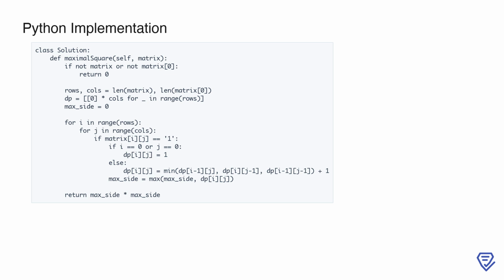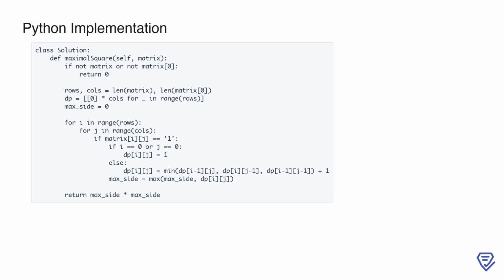there. For other cells, we determine the side length by taking the minimum value among the top, dp[i-1][j], left, dp[i][j-1], and top-left diagonal, dp[i-1][j-1], neighbors, and then adding 1. This ensures that the square is contiguous and composed entirely of ones. During the iteration, we continuously update max_side to keep track of the largest square encountered. Finally, after the loop completes, we return the area of the maximal square as max_side * max_side.